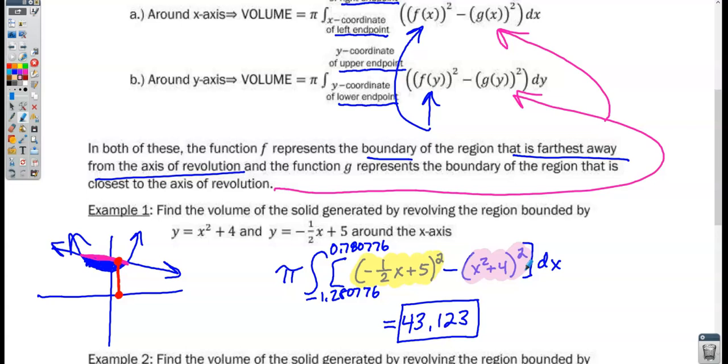All right, we're going to call it quits for this video here. We're going to come back and do a second video with a couple more examples of finding volume using the Washer method and going around the x-axis and y-axis.